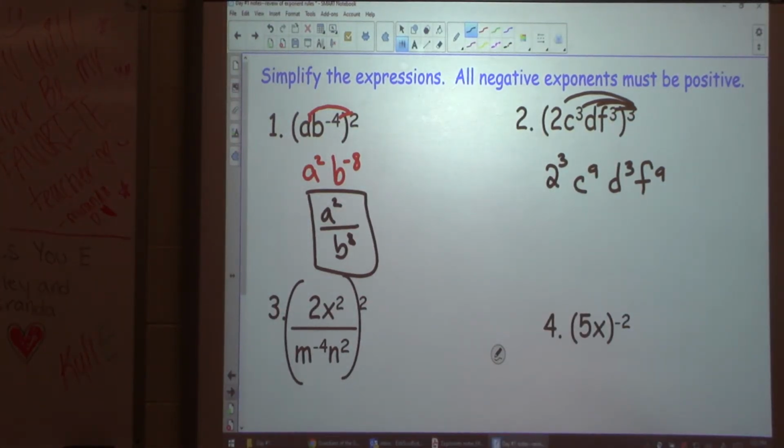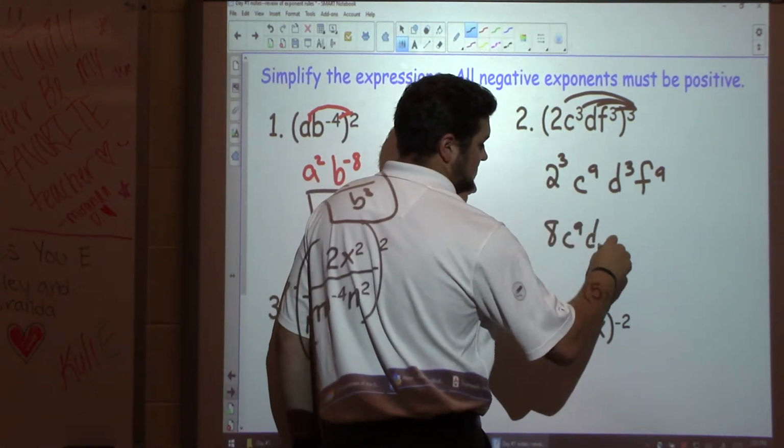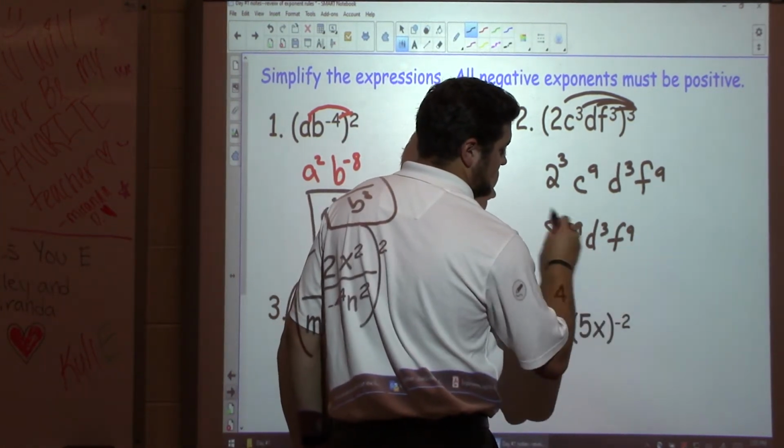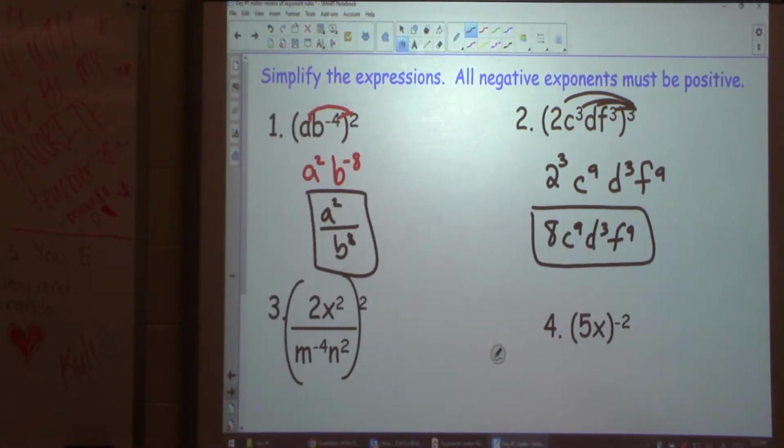You can put it in your calculator, right? Use the caret key. Or think 2 times 2 times 2. It should be 8. So it should be 8 c to the 9th d cubed f to the 9th. And that should be your final answer. Simplify it as much as possible.